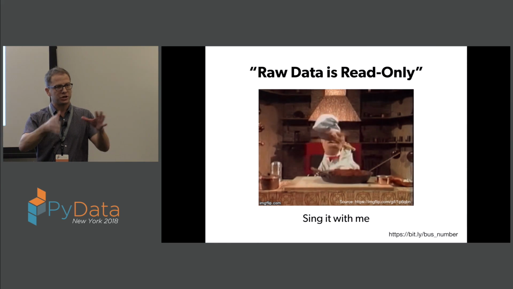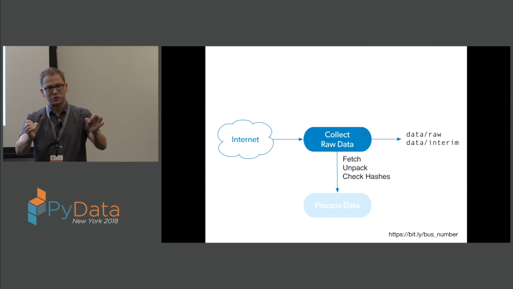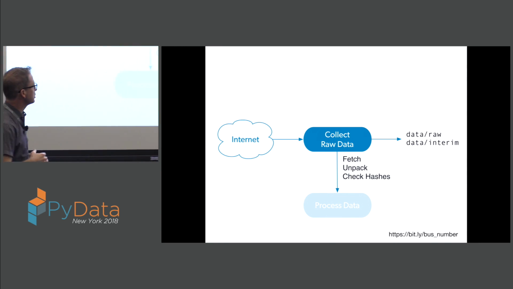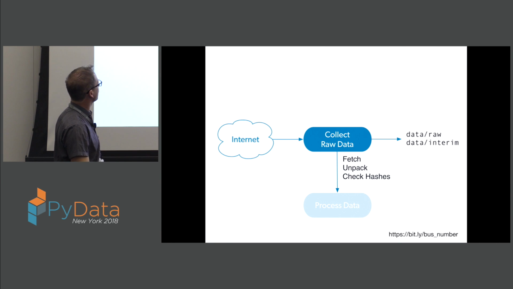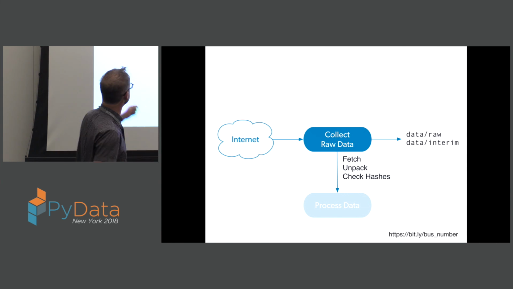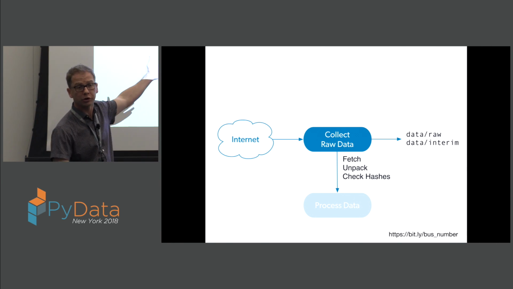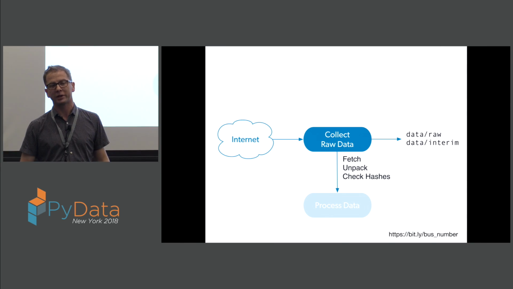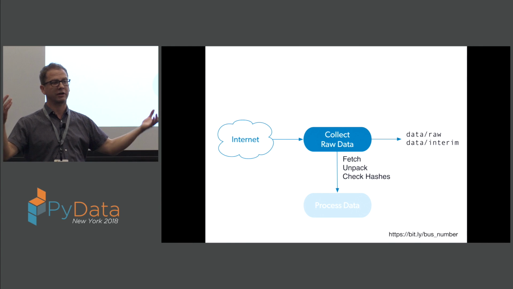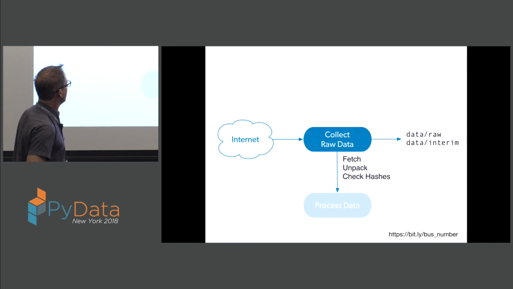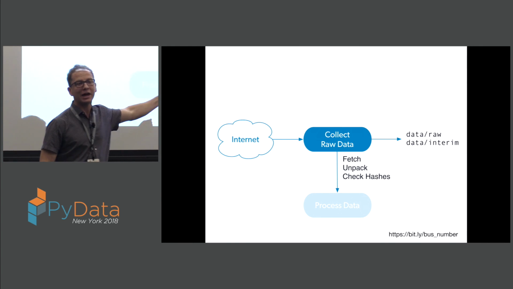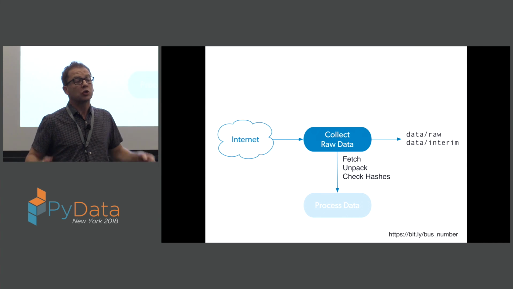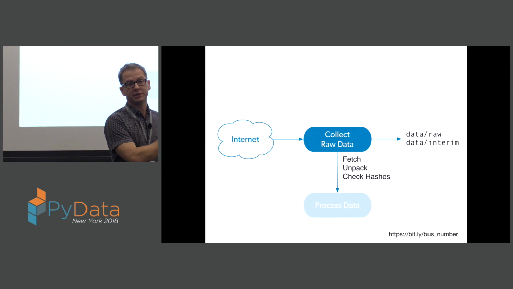Check. Hash it. Check what your raw data looks like. Record the hashes. Record which particular raw data files you used so that you can use that information later. So the whole point of this collect raw data process is simply to go to the internet or wherever you're getting your data from, fetch things, unpack them because they're inevitably in some new compression format that you just found out about yesterday, and check, verify the hashes that you have saved since last time, so that you know if something upstream has changed.